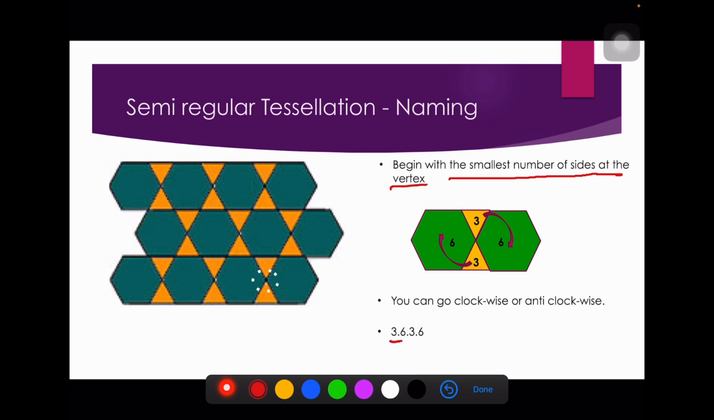So it will be 3.6.3.6, because you can see that we are going from this side, 3.6.3.6. That's how we got 3.6.3.6, and the vertex is over here. You can have a look at each vertex, and you will see that it is 3.6.3.6.